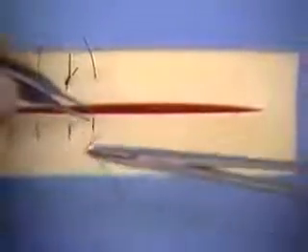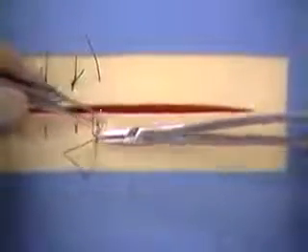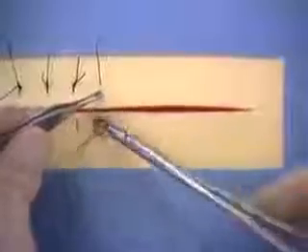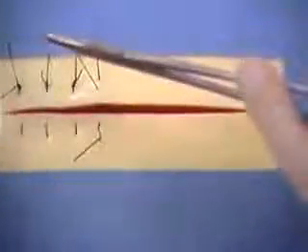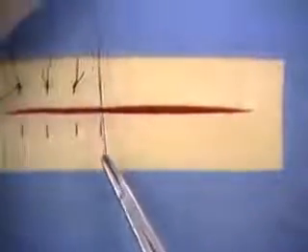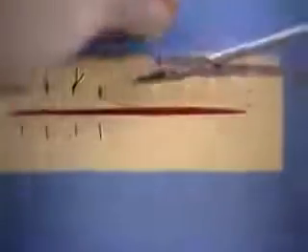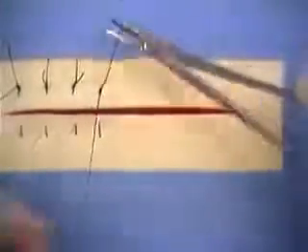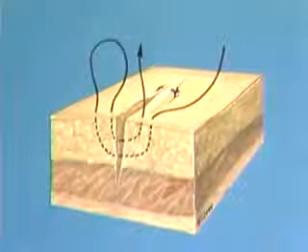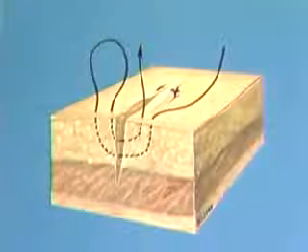The needle is then reversed and returned perpendicular to the incision line to the opposite side by passing 4 millimeters from the incision on both sides. The knot is tied on the side of origin. This illustration shows a completed interrupted vertical mattress suture.